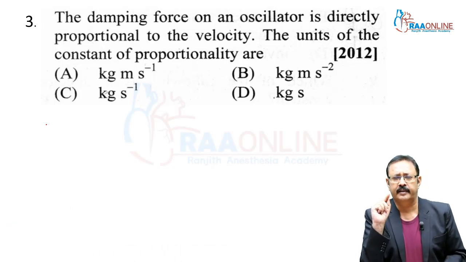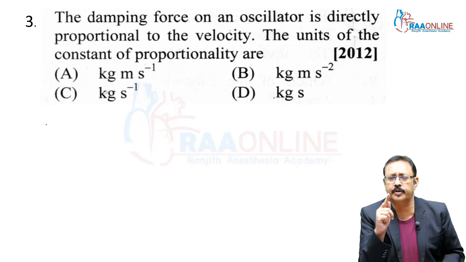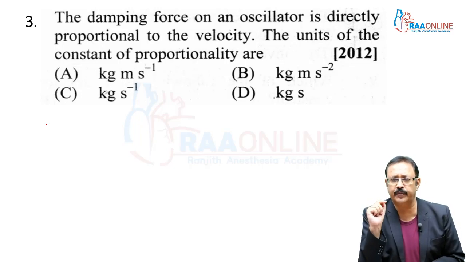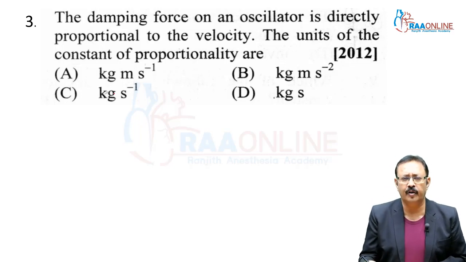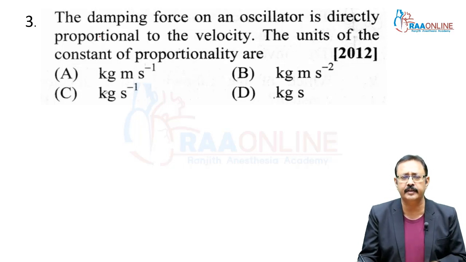2012 is there. The damping force on an oscillator is directly proportional to the velocity. The units of the constant of proportionality are kg meter per second, kg per second, kg meter second per second square or kg second. What they are saying, don't go in detail for what is damping force. Don't waste your time to think about that and which type of oscillator is this.